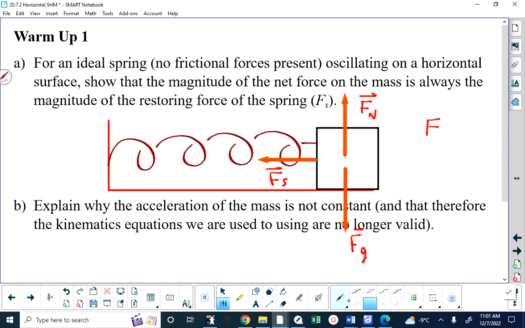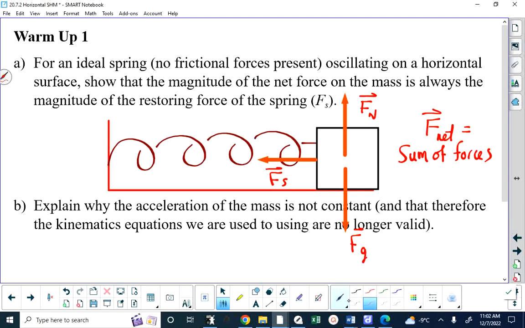F net equals the sum of the forces. But if you add those three forces together, you get the force that the spring is exerting on the mass. This is why, even though we can't set up in a high school physics lab a mass oscillating on a horizontal spring, it's easier to analyze.